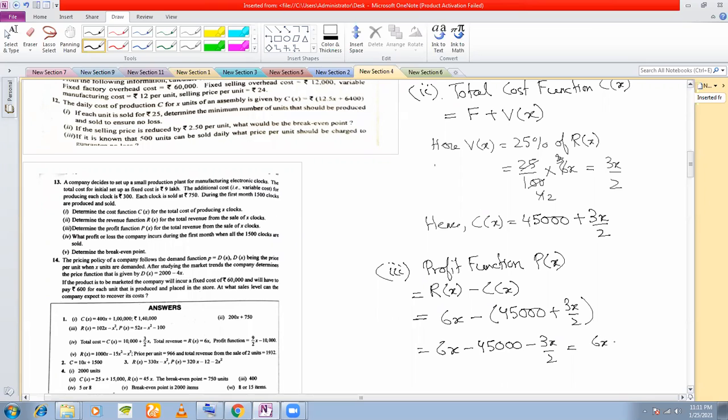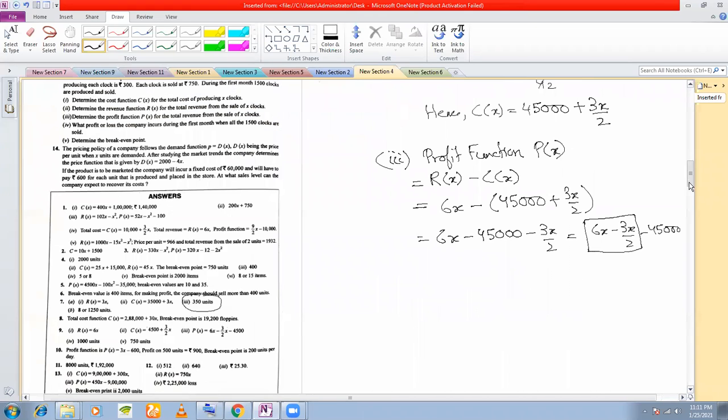You take 6x minus 3x by 2 together, minus 45,000 separately. And for these two, you simply take the LCM to simplify this. So this is 2 here. So you get 12x minus 3x minus 45,000. 12x minus 3x is 9x. So 9x by 2 minus 45,000. Clear? This is your profit function.